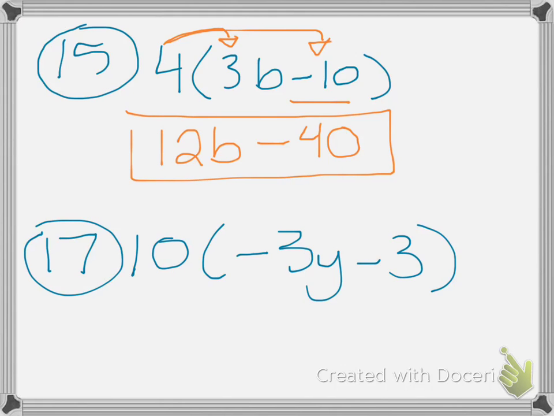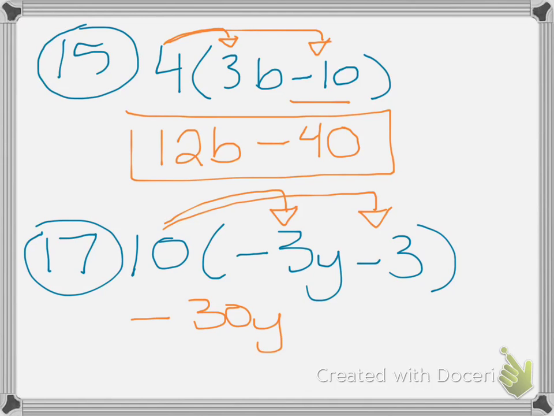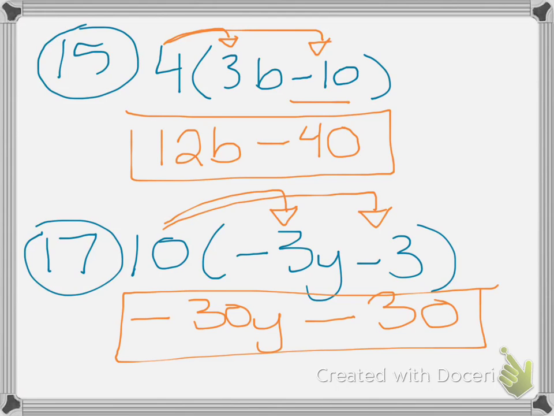And then 17 is also distributive property. So we're going to say 10 times negative 3y, and then 10 times negative 3. 10 times negative 3y would be negative 30y. 10 times negative 3 is negative 30. So we can just write negative 30y minus 30. And that is all we can do.